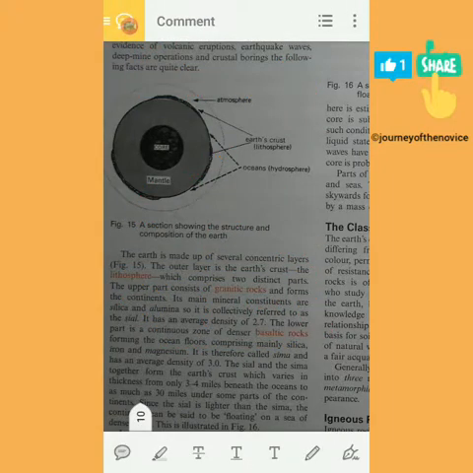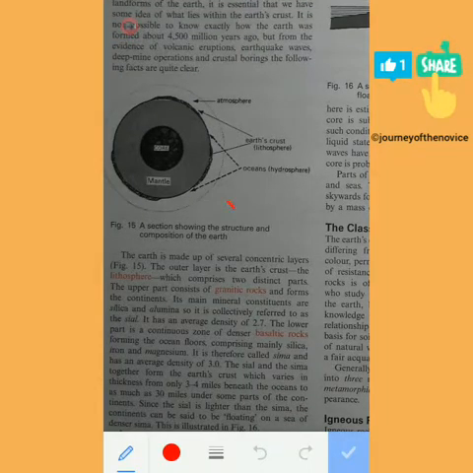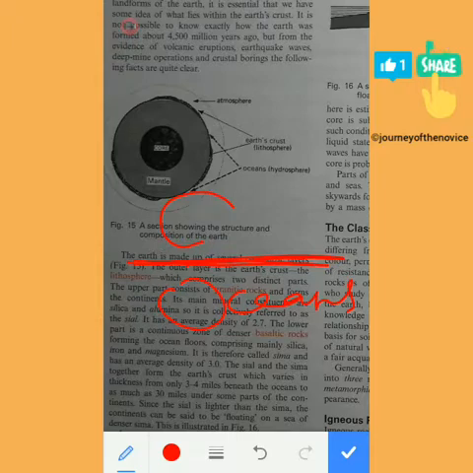Now, one more thing to repeat: the continents float on the oceans, and the oceans are the lower part. So remember this image in your mind so that it's clear how the lithosphere is present.